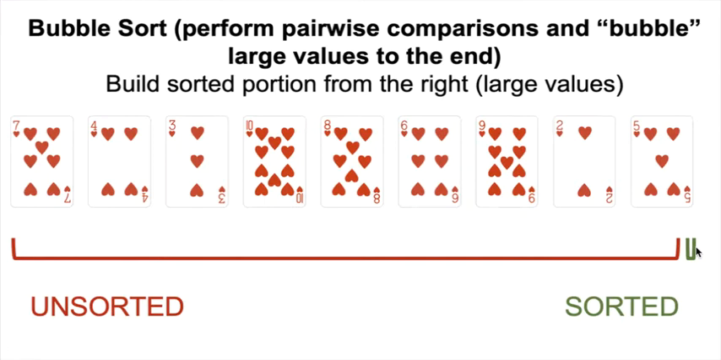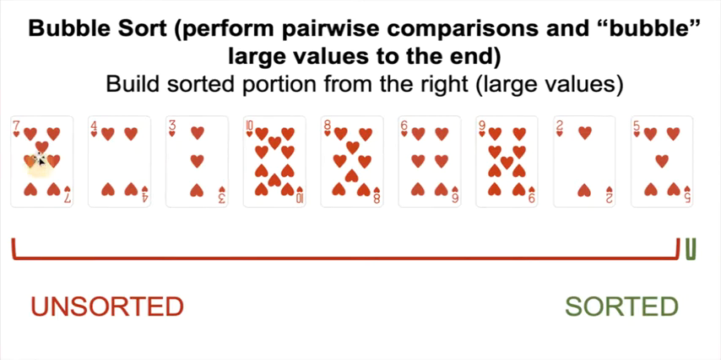So with bubble sort, we build the sorted portion of the array from right to left. Because large values are bubbling to the end, the large values are going to end up in their sorted position first, which means each iteration of bubble sort, our unsorted portion of the array will shrink by 1, and our sorted portion of the array will grow by 1, building our sorted portion of the array from right to left. All right, let's go through it so you can see the algorithm in action and so you can see the bubbling.